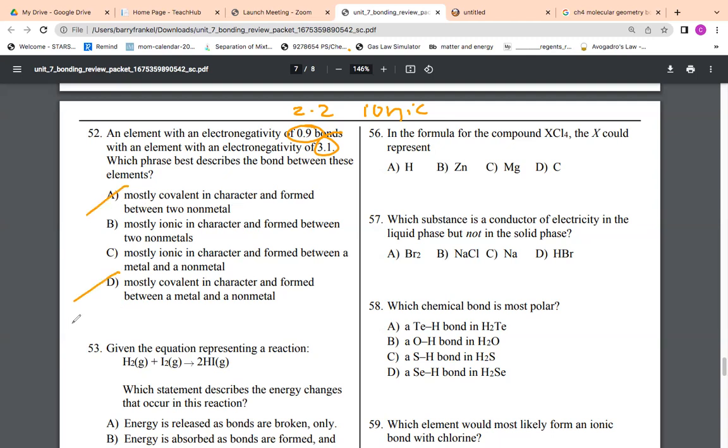So get rid of A, get rid of D. Ionic in character and formed between two nonmetals. That's not what ionic is. Ionic is typically between a metal and a nonmetal. So we want to go with choice C.